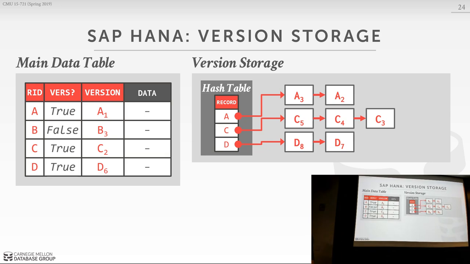Yes? Is there a reason for having the oldest version here? His question is, why is the oldest version here and not the newest version, like in Hyper? This is N2O, but this is the oldest version. I actually don't know the answer. I don't remember why. I think what happens is that this is the row store version of this, and they then transition it to the column store. But again, it's in the paper.